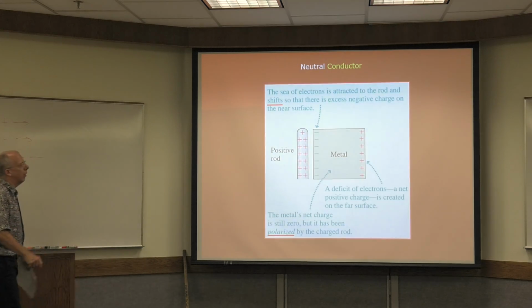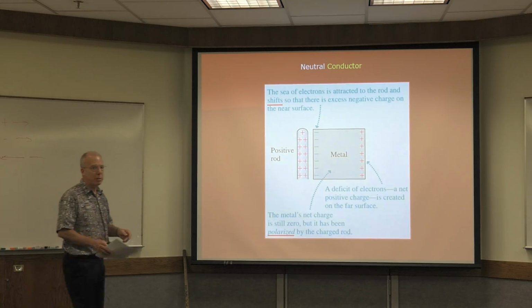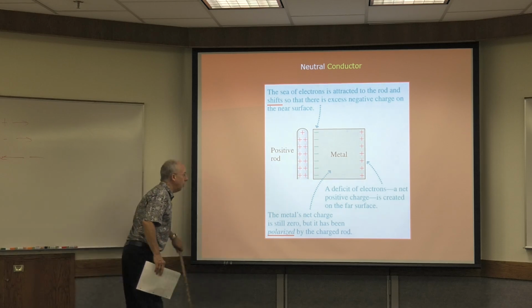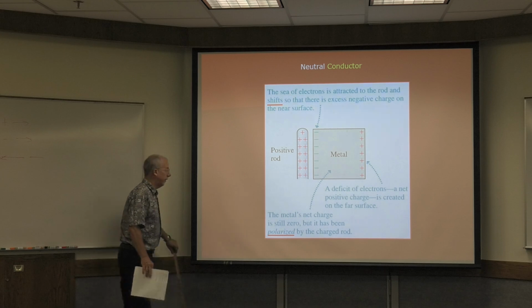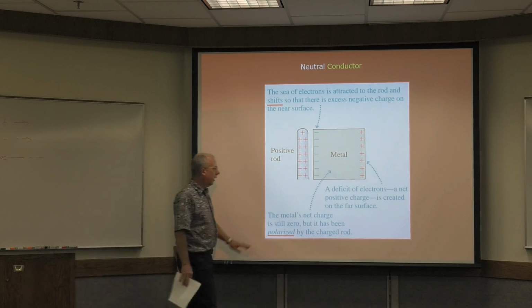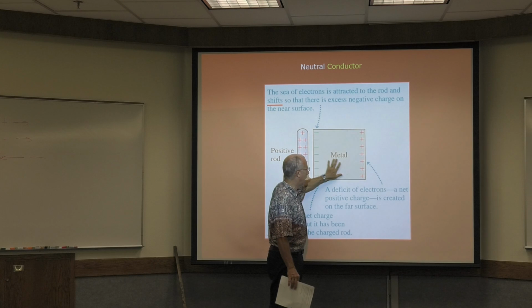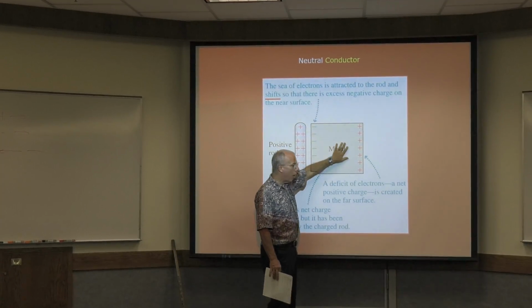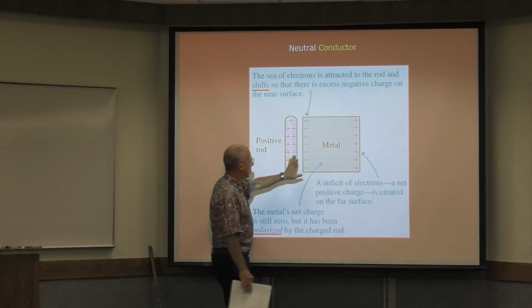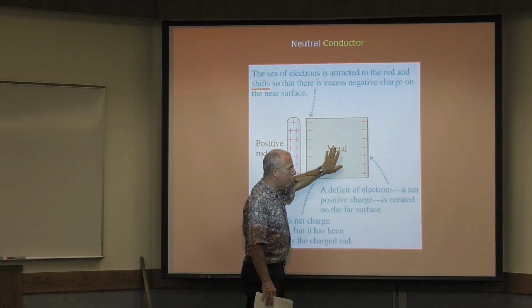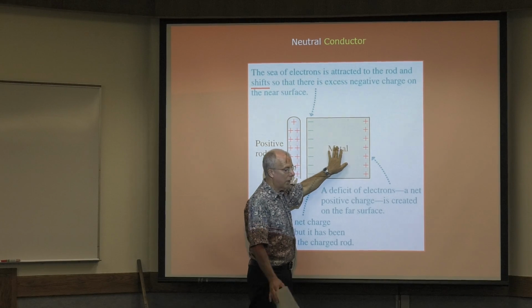So let's see what's going on. So there's really two cases we have to talk about. We're going to talk about a neutral conductor and then a neutral insulator. All right, so this is supposed to be like the neutral metal ball, and this is the charged rod. So this is what happens. So again, this is neutral, right, but it's metal. So that means that charges can flow. It's a conductor.